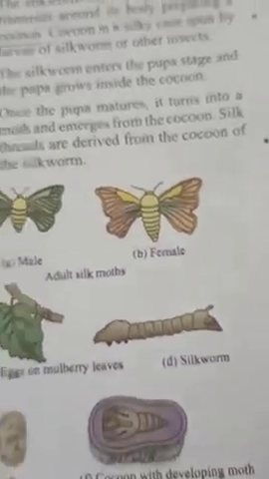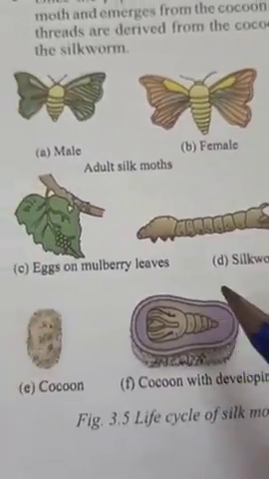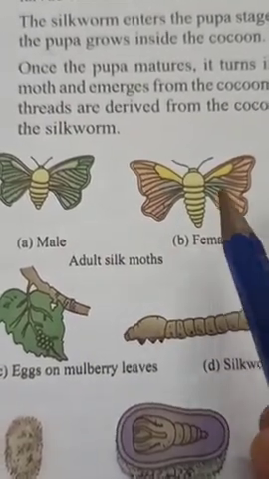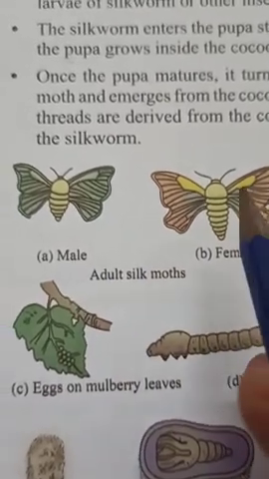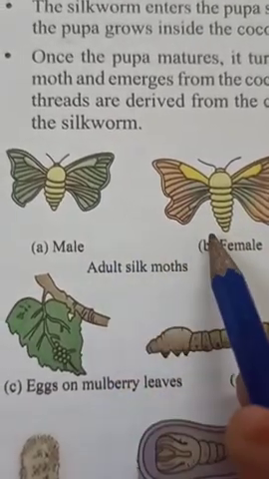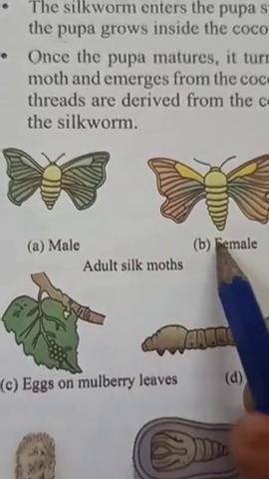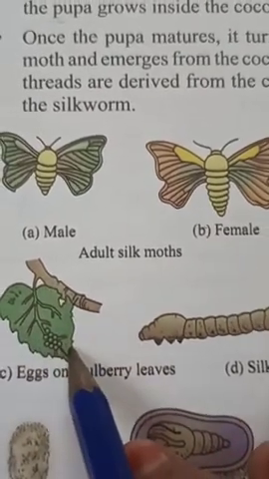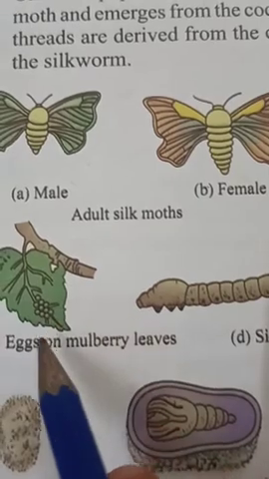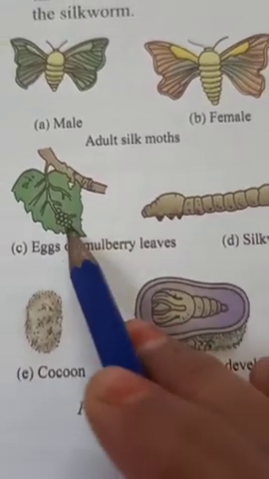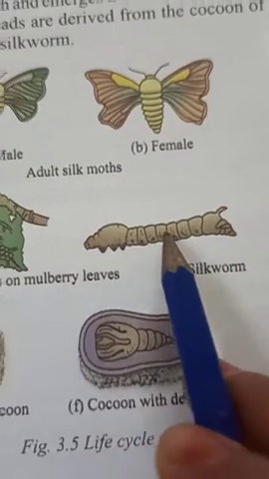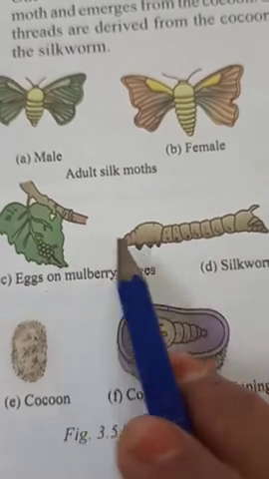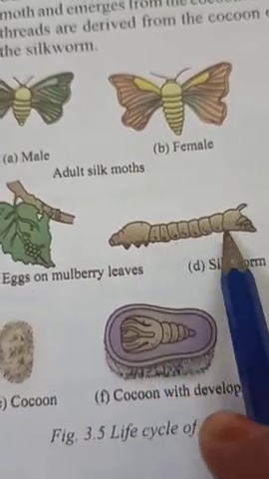So children, I can also explain this in the form of diagrams. You can see this is a male and this is a female silk moth. After mating, the male and female lay eggs on the mulberry leaves. So these are the eggs. It is the first stage. After the egg, the larva comes out. This is the larva of the silkworm, and it is just like a caterpillar.